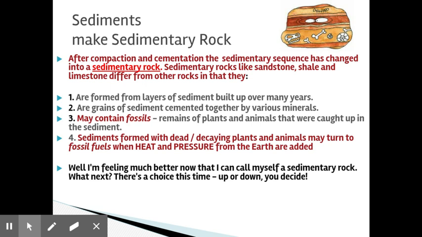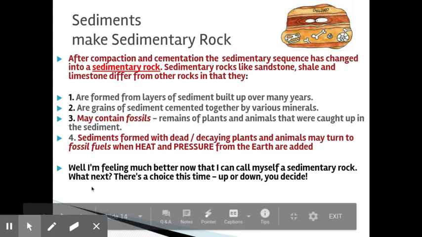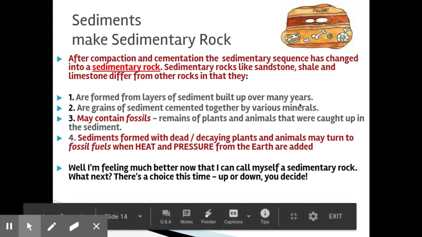So that's what you're seeing on this screen here, okay? It says after compaction and cementation, the sedimentary sequence has changed into a sedimentary rock. Sedimentary rocks like sandstone, shale, and limestone differ from other rocks in that they, number 1, are formed from layers of sediment that have built up over many years. We talked about how the word sediment is literally in the word sedimentary rock, so that means it must be a rock made of sediments. Number 2, grains of sediment cemented together by various minerals.